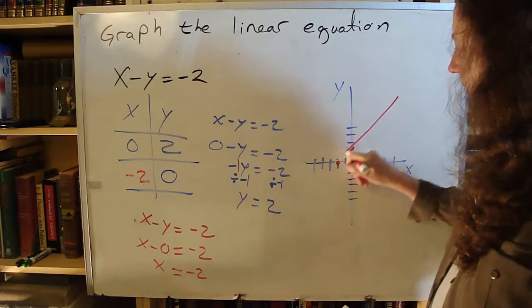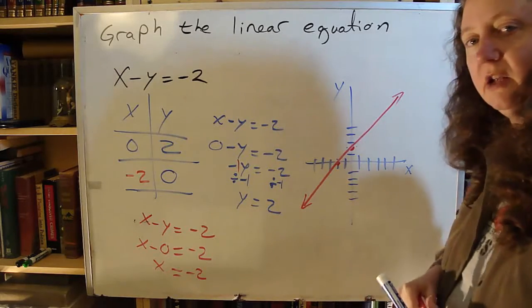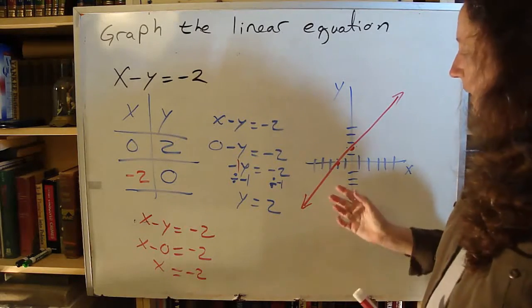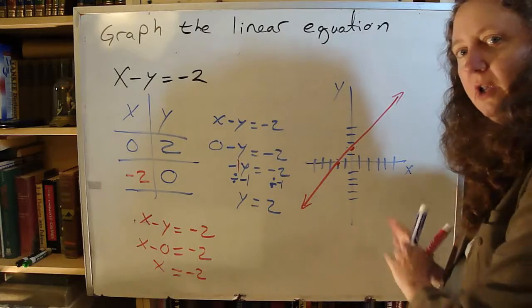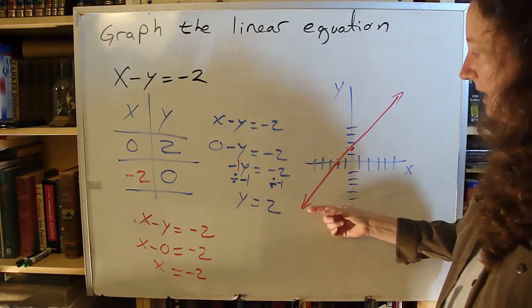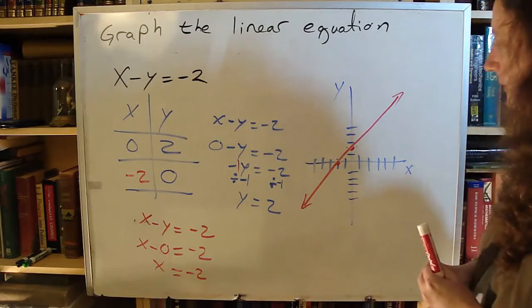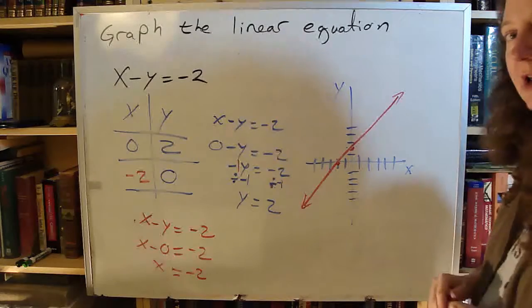Draw the line to connect the dots and take it a little further out. I could have used bigger numbers for x. I could have used smaller numbers for x. So I need to have my arrows to tell me that I could have gone further. This problem is now done.